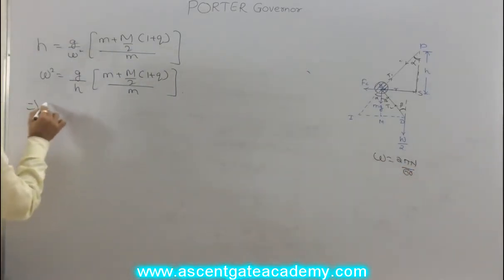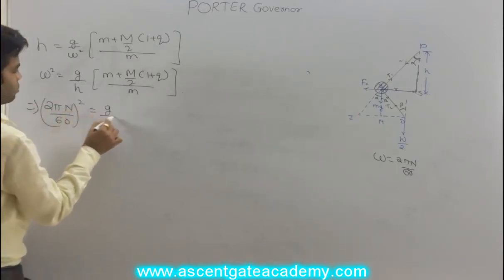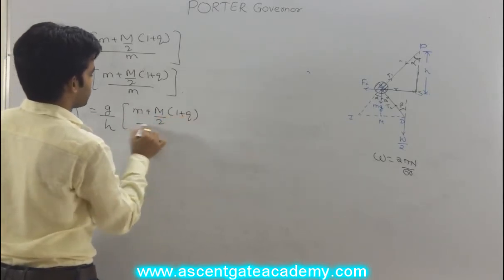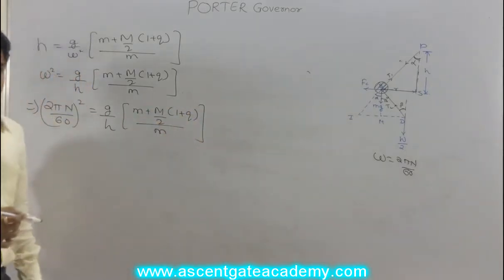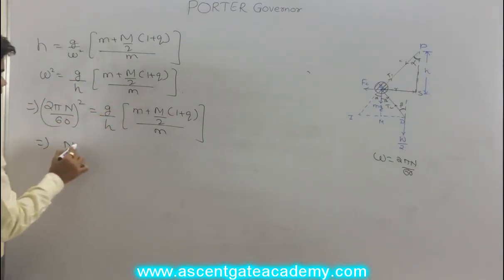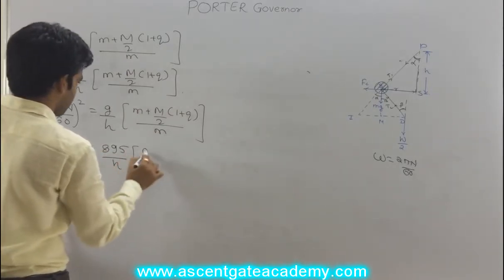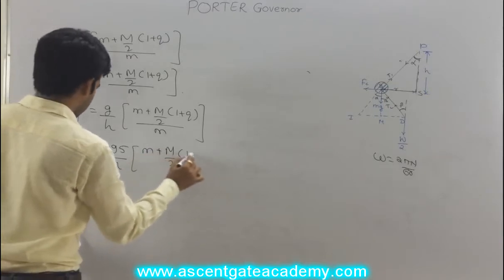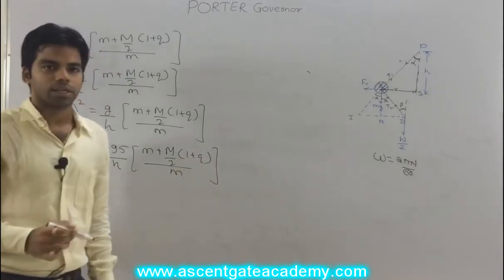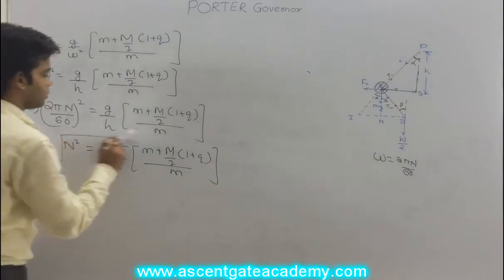So this will be equal to (2 pi n by 60) whole square is equal to g by h into (small m plus capital M by 2) into (1 plus q by small m). Okay, now just calculate this. Put the value of g as 9.81. From here we will get the value of n square as 895 by h into (m plus M by 2) into (1 plus q by small m). Getting this or not? Okay, this is the case when we are not considering the value of friction.